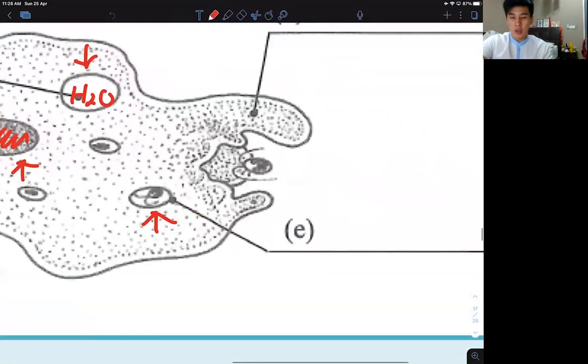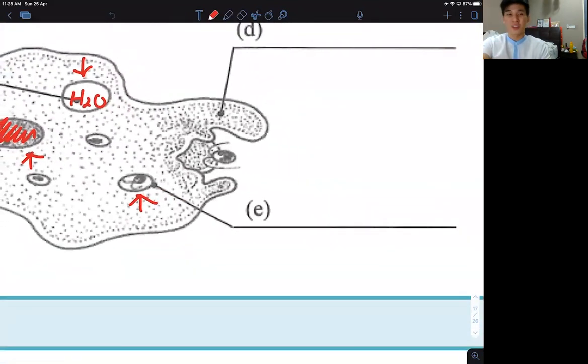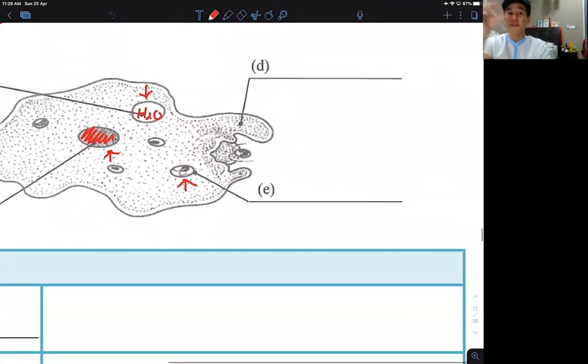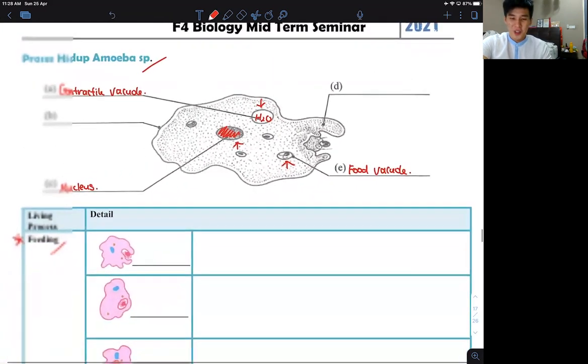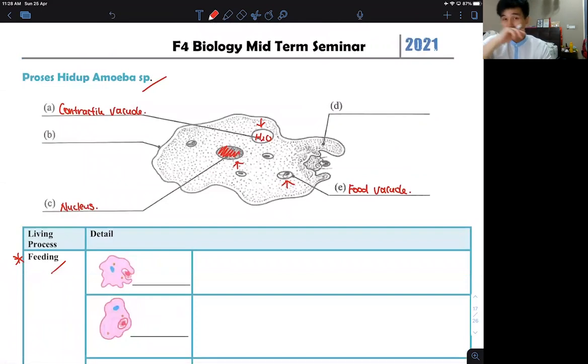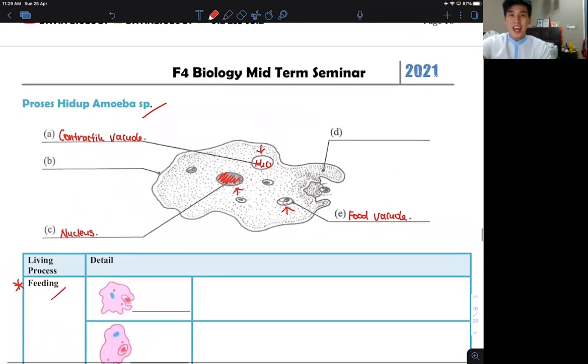Now, what about this one with the cockroach inside? It's not a cockroach, actually. They meant to draw bacteria or something, food. So basically it's food, and this is called a food vacuole. Not mitochondria, it's a food vacuole. It contains food inside.